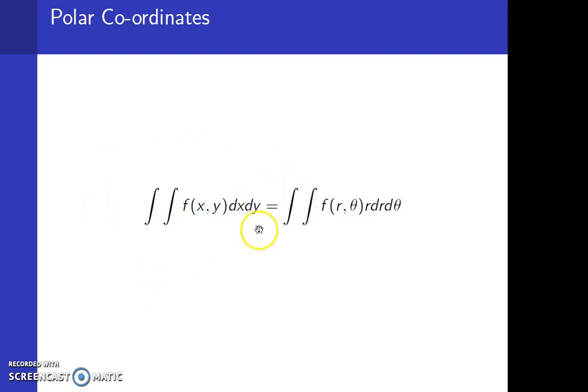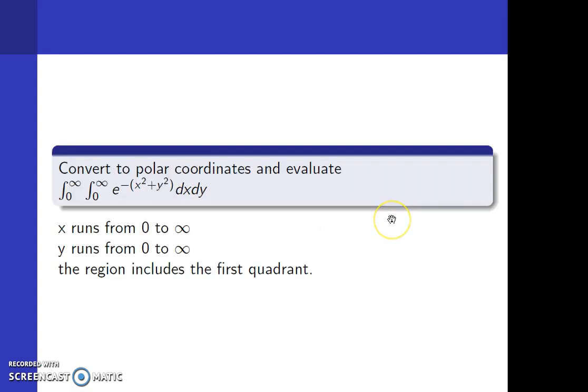Similarly, if we consider an integral in Cartesian form, we may be able to convert the integral in Cartesian form to an integral in polar form. Obviously, x and y will be changed in terms of r and theta. Dx dy will change to r dr d theta.